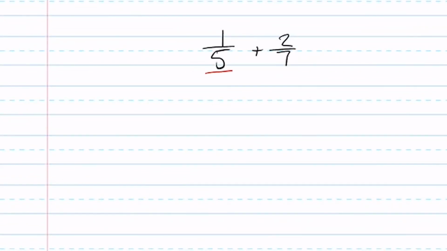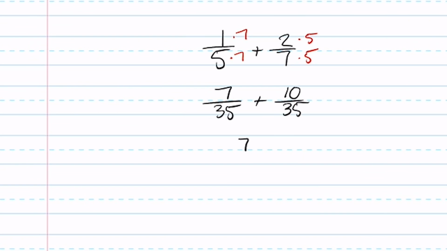When the denominators of both fractions are prime numbers, you simply multiply each fraction by the opposite denominator. Through evaluation, we get 7 over 35 plus 10 over 35. And then we can use the relationship from earlier to combine them, which gives us a final answer of 17 over 35.